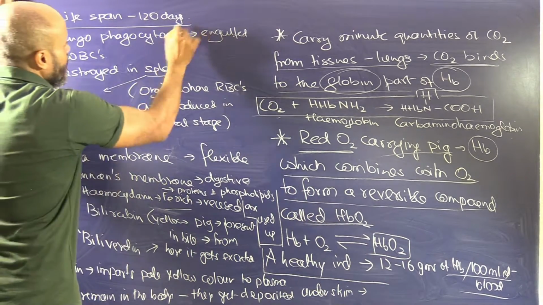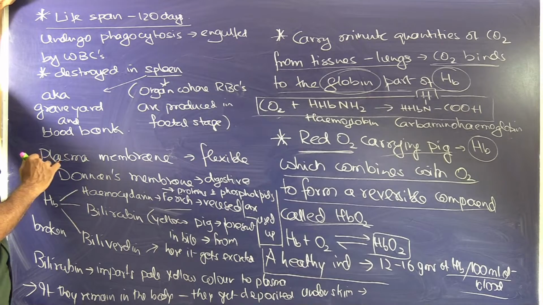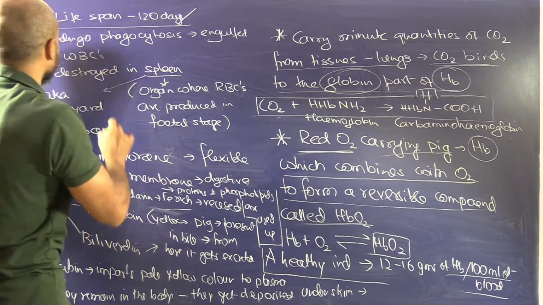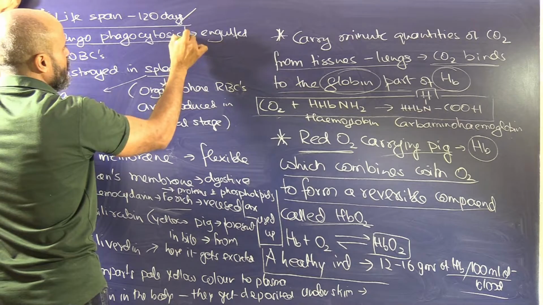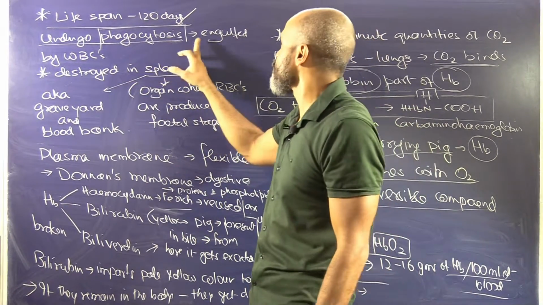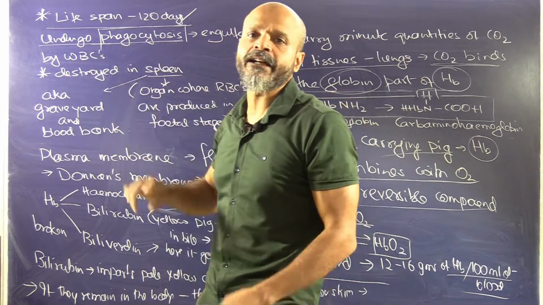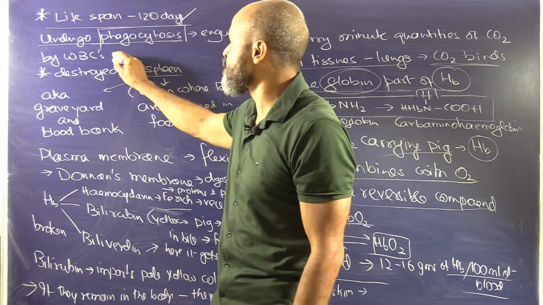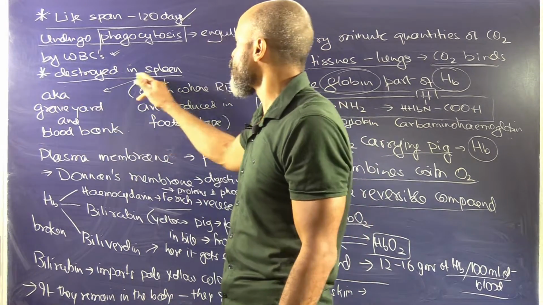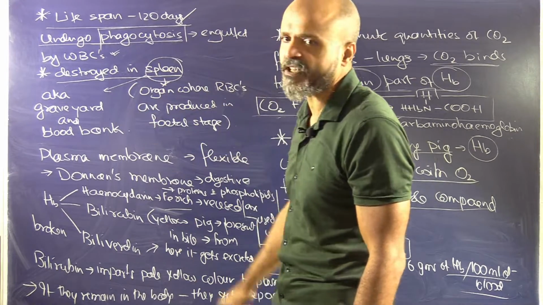Okay, now let's look at the lifespan. Lifespan of RBCs, as we have seen, is approximately 4 months, that's 120 days. What happens after this 120 days? They undergo phagocytosis, that is they are engulfed by the WBCs. The WBCs will actually engulf them and they will be completely destroyed. Now where is the site of the destruction?